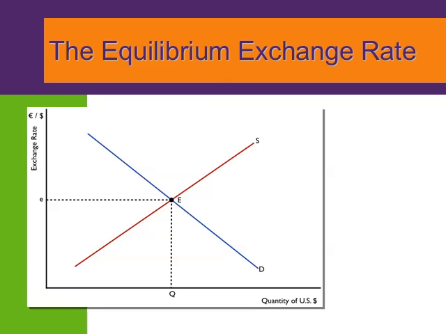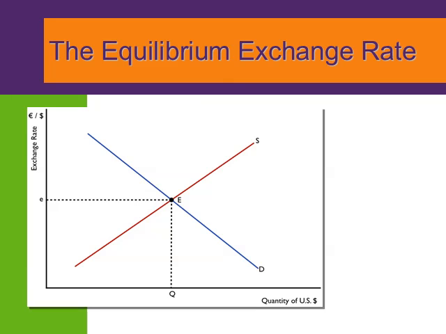Why does the demand for dollars slope downward? Well, as the price of the dollar falls, its value depreciates. It takes fewer euros to buy $1. Consumers in Europe will find U.S. goods to be less expensive. U.S. exports to Europe will rise, and more dollars will be demanded to pay for those goods.